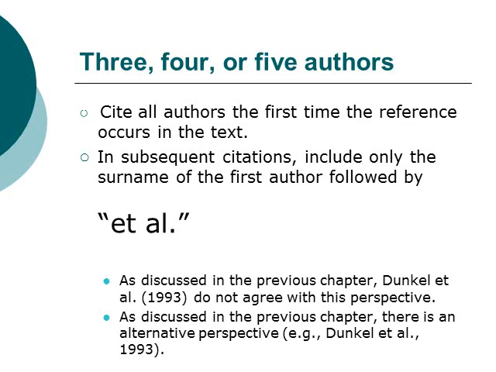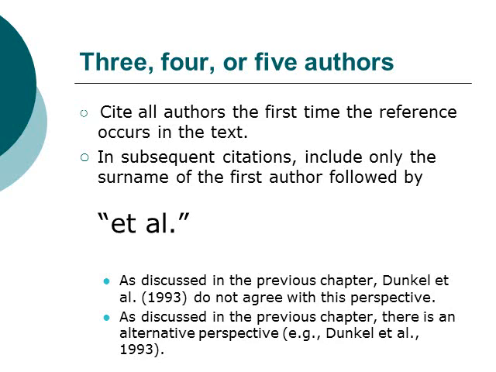If you use 3, 4, or 5 authors, you would cite all the authors the first time their reference occurs in the text. However, if later in the text you end up having to cite them again, you would only need to put the surname of the first author and then put et al. with a period. So for example, let's say I have 4 or 5 authors, including Dunkel and a bunch of other last names, and they published something in 1993.